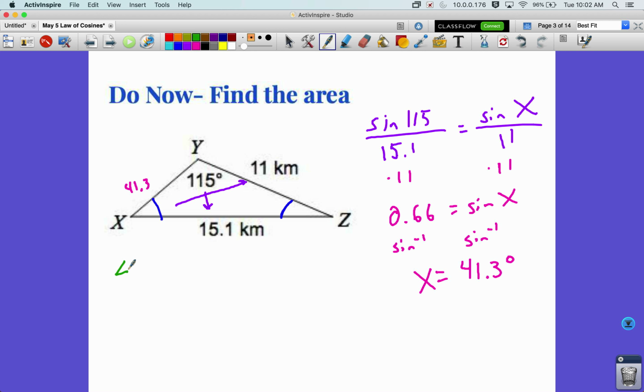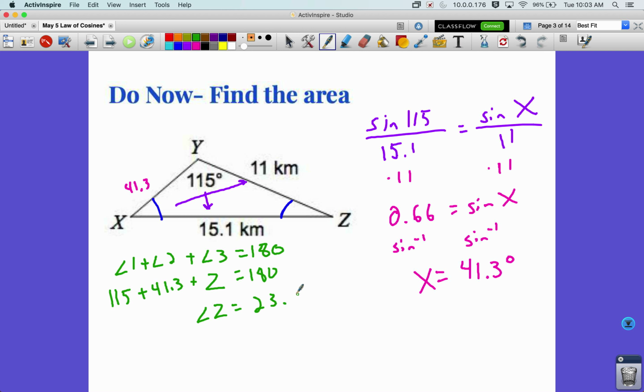So if this angle here is 41.3, and the three interior angles of a triangle must add up to be 180, so I'll say angle 1 plus angle 2 plus angle 3 must equal 180, then I can solve for this last angle because 115 plus 41.3 plus z equals 180. I'll do 180 minus 115 minus 41.3, and so I get angle z equals 23.7 degrees.